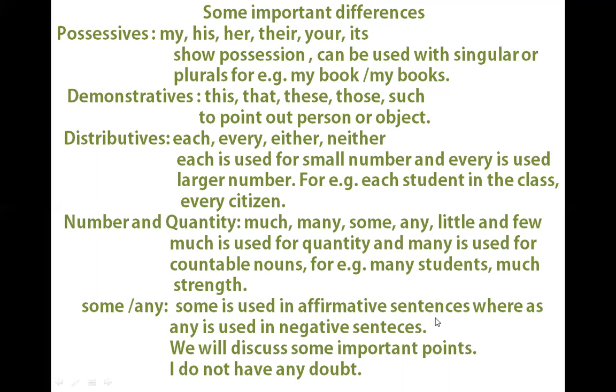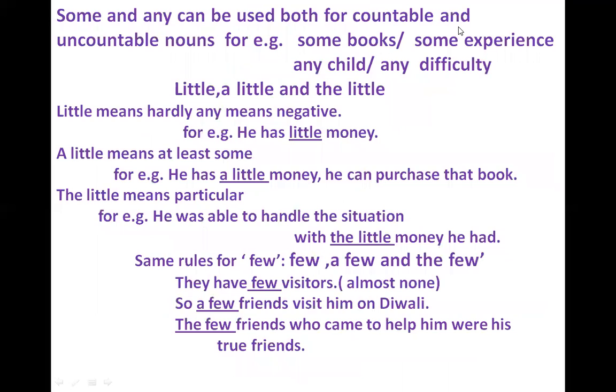Now some and any. Some is used in affirmative sentences, but there is a little difference. Any is used for the negative sentence. Do you have any books? You are asking if the other person has any books. It is again concerned with numbers, but a response is expected. Or in interrogative sentences, in queries, or where you expect the response no, there we use any. Some and any can be used both for countable and uncountable, but some gives the positive or affirmative sense, and any gives the query or interrogative sense.